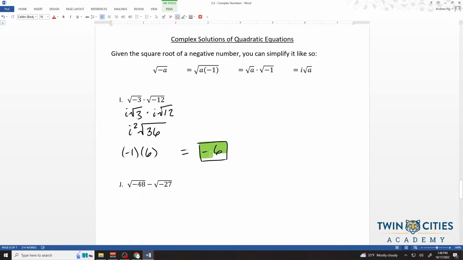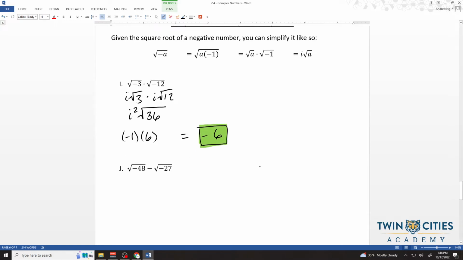And there's a number of different ways that you could go about simplifying this. This is just one of those ways. It doesn't necessarily mean that this is the best way or the quickest or most efficient way, but all of these will get you to the same answer. All right, let's try this next one.